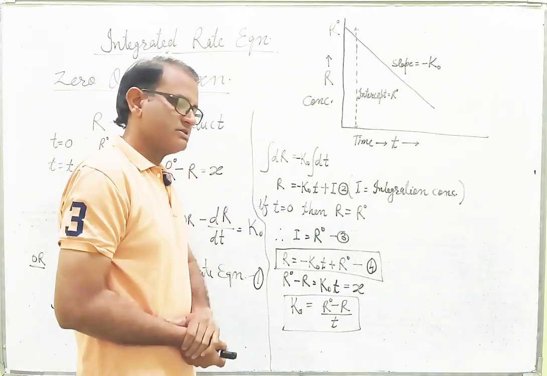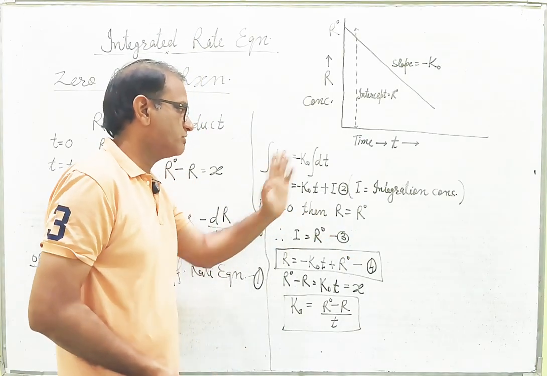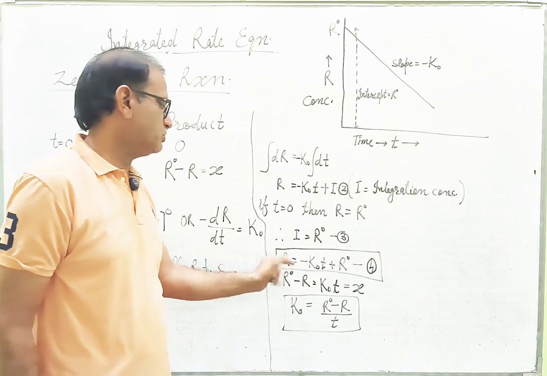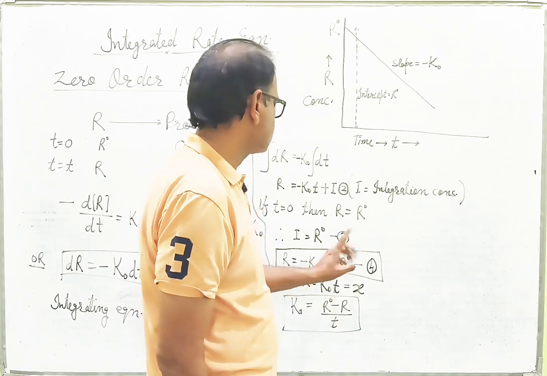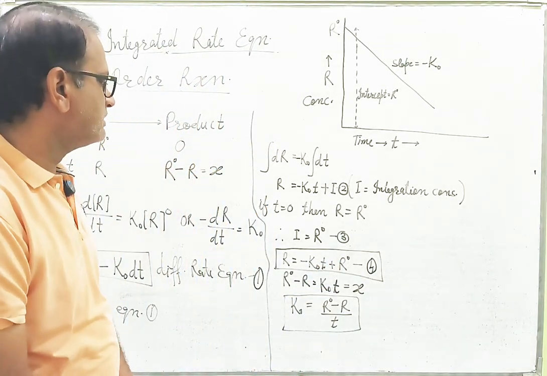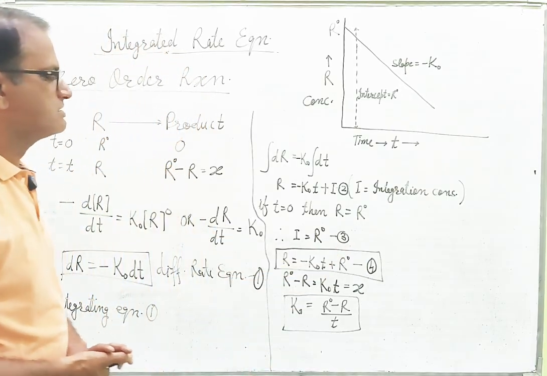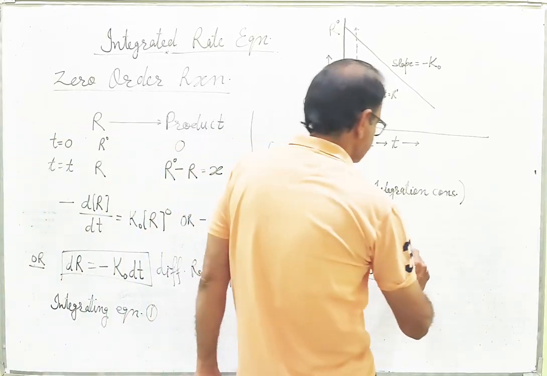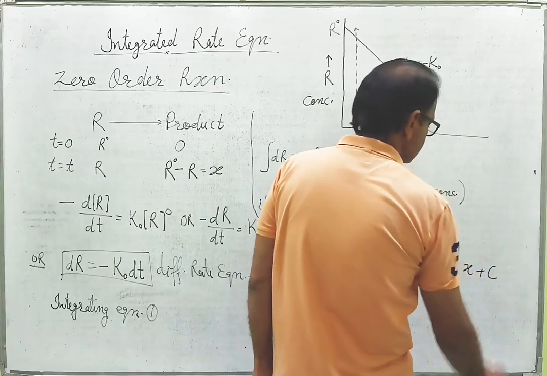This is equation number 3. Now putting the value of I from equation 3 into equation number 2, what we will get then is R equal to minus K0 T plus R naught. Okay, and this is an equation which seems like a straight line equation. Straight line equation is what? That is y is equal to mx plus c.